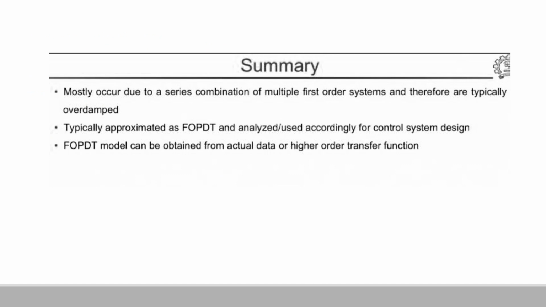Such systems mostly occur due to the series combination of first order systems, and they are typically overdamped. Since they occur as multiple first order systems, we won't be seeing oscillations, and they will usually be of the form of an overdamped system. That is why we approximate them as first order plus time delay, FOPDT.